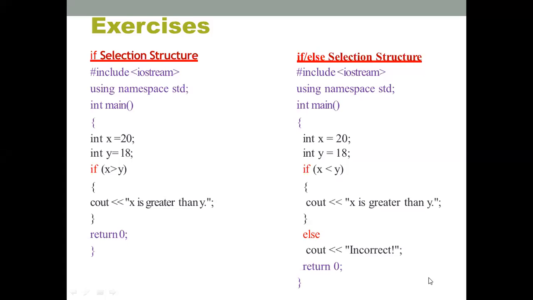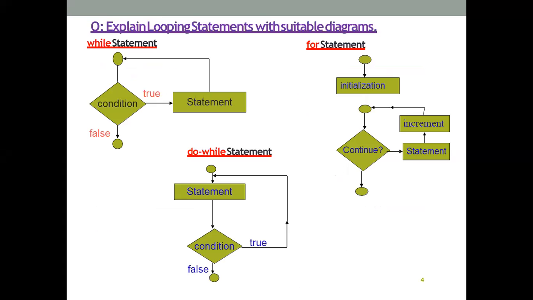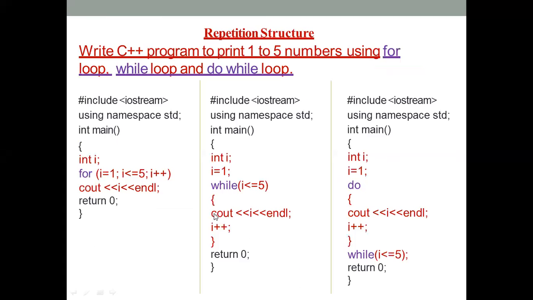So these are the looping statements. We have three types of looping statement: while statements, for statements, and do while statements. Let's go for this one with an example. Write a C++ program to print 1 to 5 numbers using for loop, while loop, and do while. We have three types of looping structure. This is called the repetition structure: for, while, and do while.